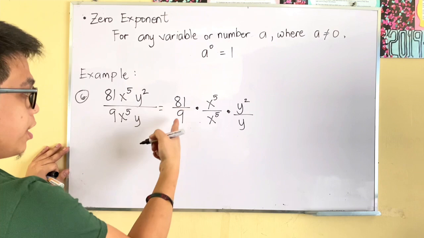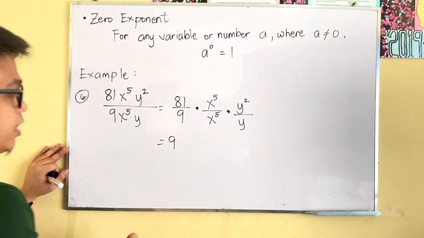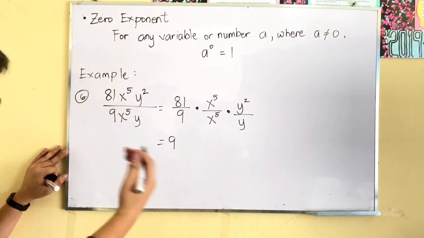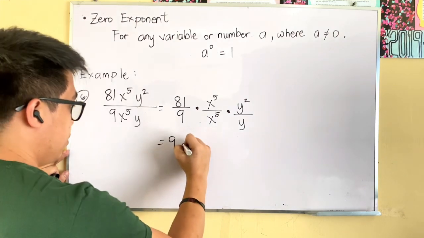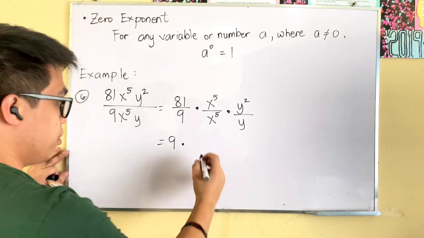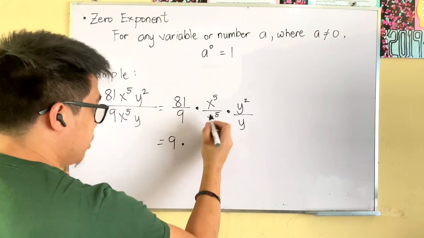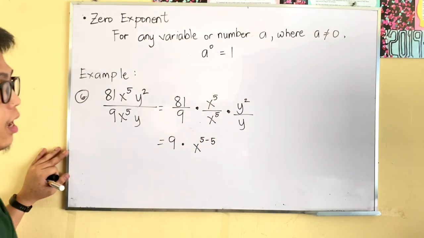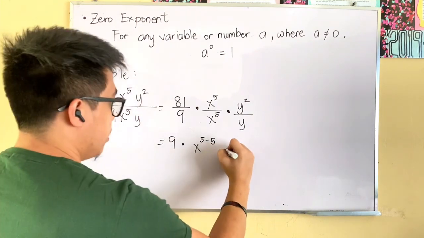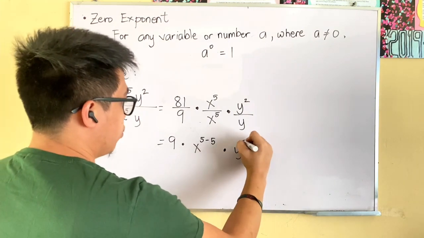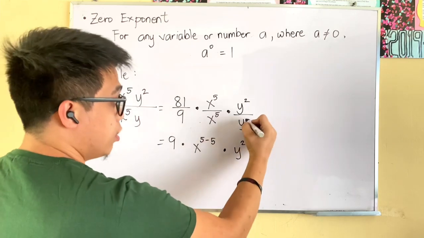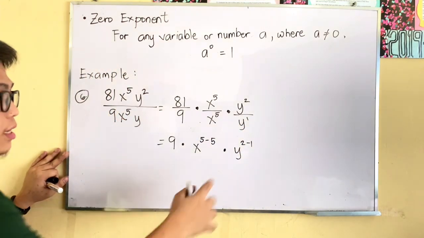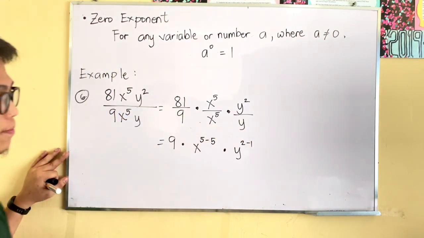So, 81 over 9 is simply 9. 81 divided by 9 is 9, of course. Times, by the law of exponents, since it's division, therefore we subtract their exponents. Then y raised to 2 minus 1. Since this y has an exponent of 1, it's just not often written.